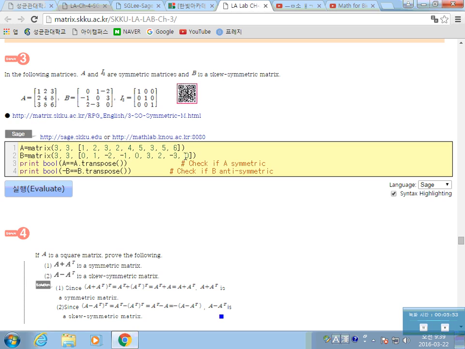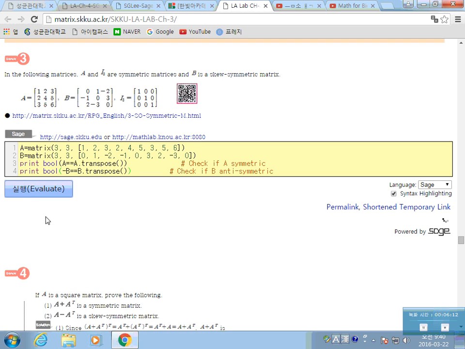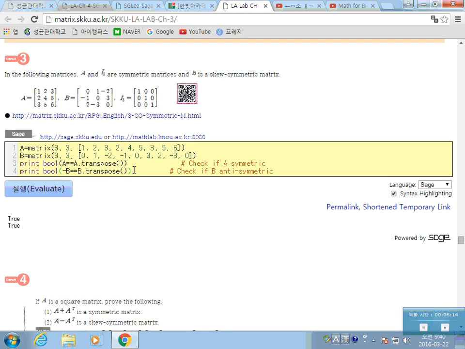And you suppose we can check it. If we define matrices A and B like this, then you will see A and A transpose are the same, so it's true. And B and minus B transpose are the same, like this, true. So from here we can check A is a symmetric matrix and B is a skew symmetric matrix. If you check in this way, then you will see B is not a symmetric matrix.